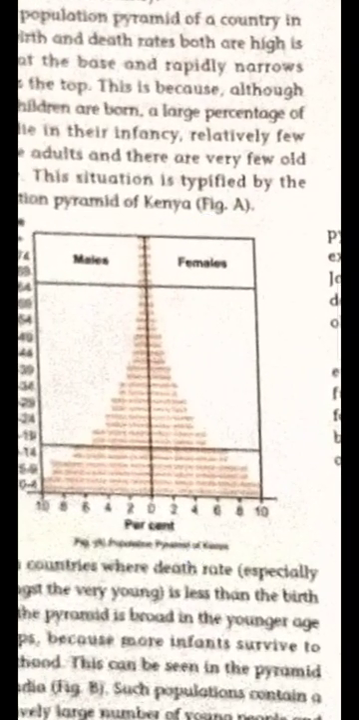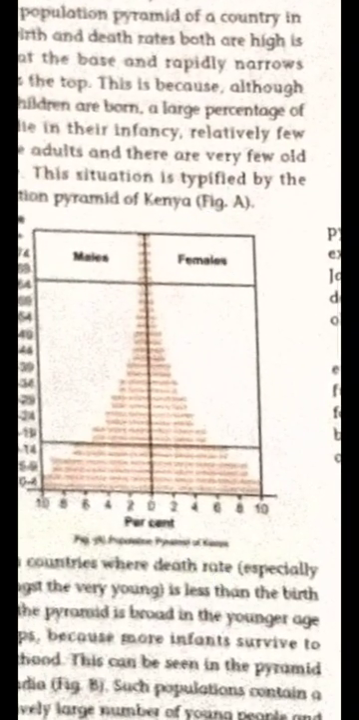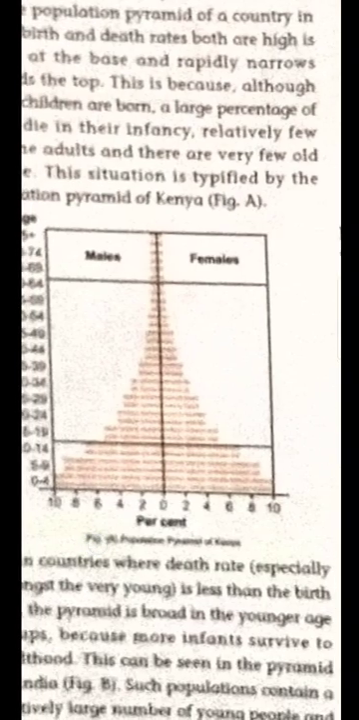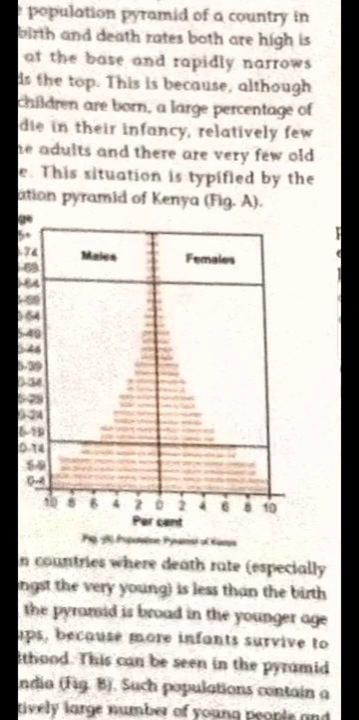Okay, next we will study another pyramid, and this is again of an underdeveloped country like Kenya. Here also we can see the dependency group up to the age of 18 is quite broad, which shows a lot of people are dependent, whereas the working class is narrowing down and the elderly are also narrowing down because of the lack of medical facilities.